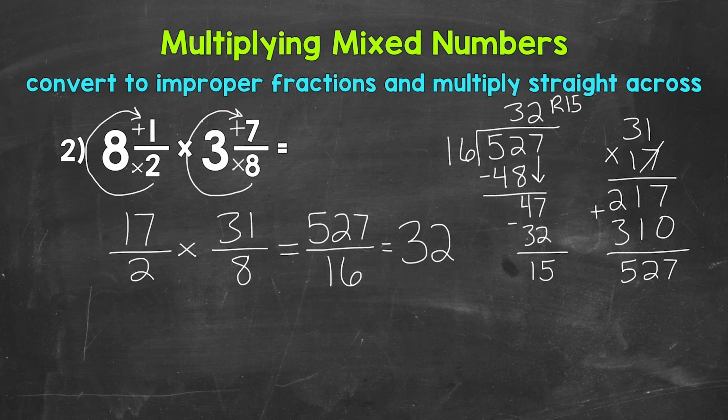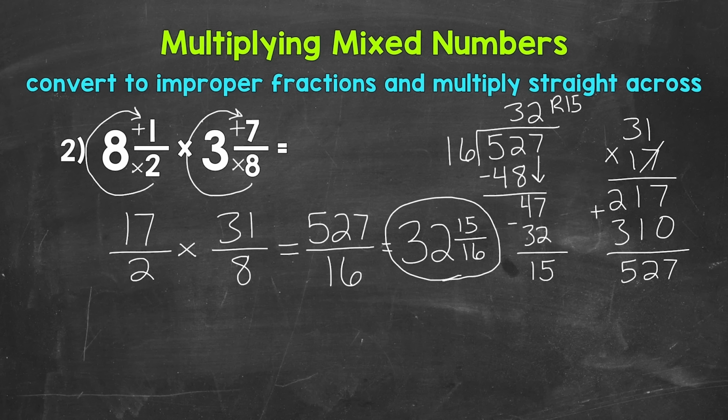And then we have a remainder of 15, so that's the numerator of the fractional part. And then we keep the denominator of 16 the same. So we get 32 and 15 sixteenths. We can check to see if we can simplify the fractional part of the mixed number. 15 sixteenths is in simplest form. The only common factor between 15 and 16 is 1. So we are done. Final answer, 32 and 15 sixteenths.